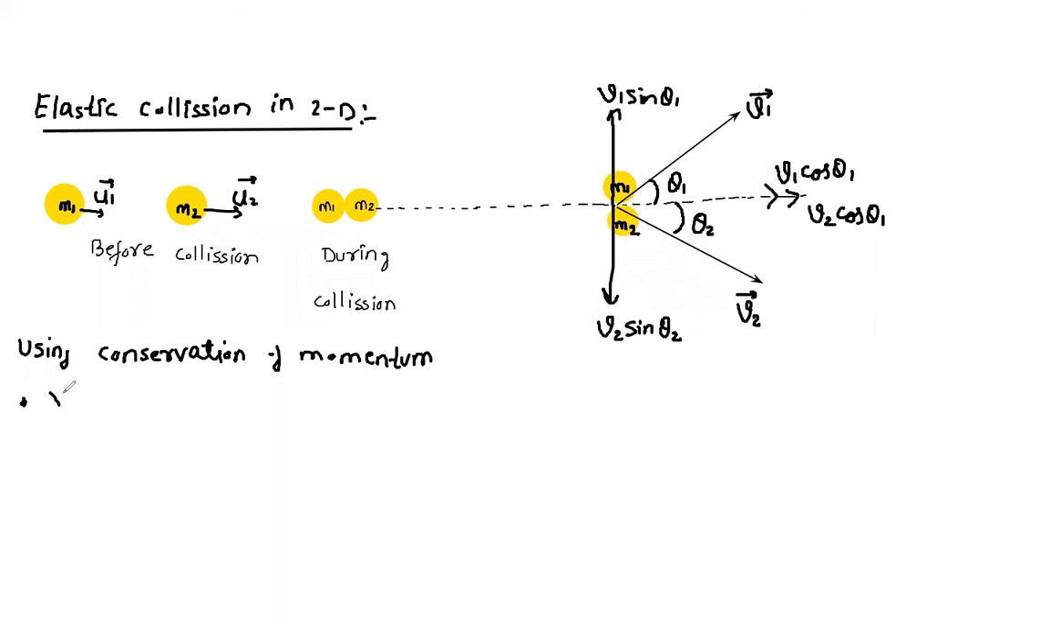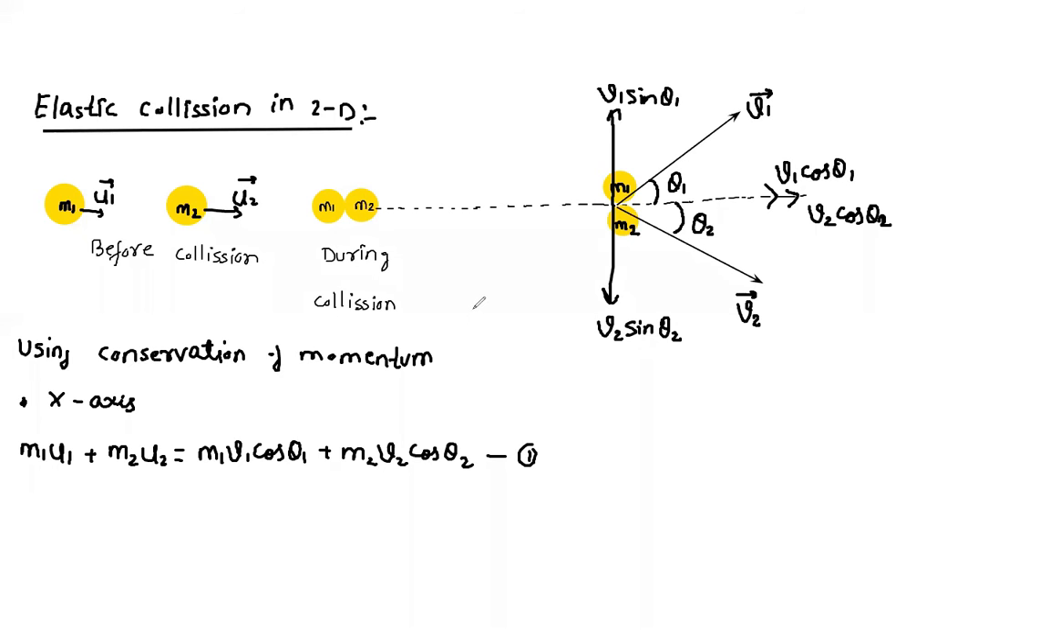So if I apply conservation of momentum along x-axis, momentum of first mass along x-axis is m1u1. Of second mass along x-axis is m2u2. After collision, the momenta are m1v1 cos θ1 and m2v2 cos θ2. This is my first equation.